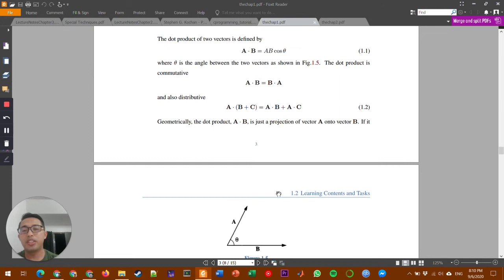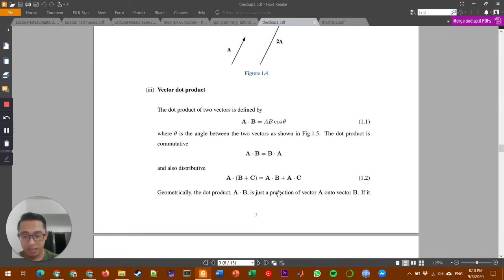Then we have the vector dot product. This is a review, so you can actually skip this if you feel you already know it, okay, that's fine. But for the purpose of this course, let me just run through this topic, because it is crucial.